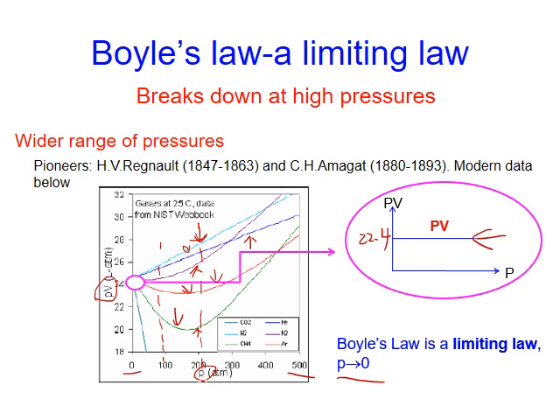So why is Boyle's law valid only at low pressure when pressure approaches 0? What happens at low pressure? When pressure is low, molecules are far away from each other. The intermolecular interaction becomes weak. Remember, ideal gas is when there's no intermolecular interaction. So when pressure approaches 0, gas approaches ideal gas. Boyle's law is a special case of the ideal gas law.